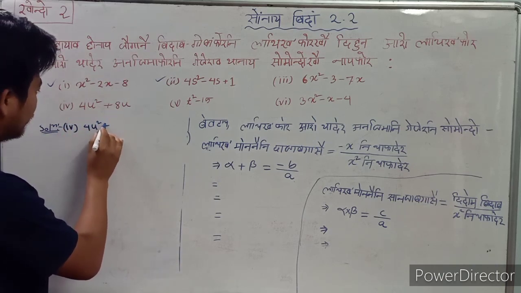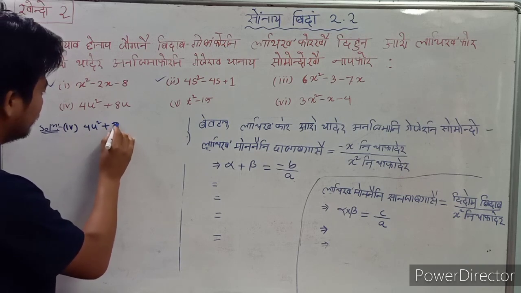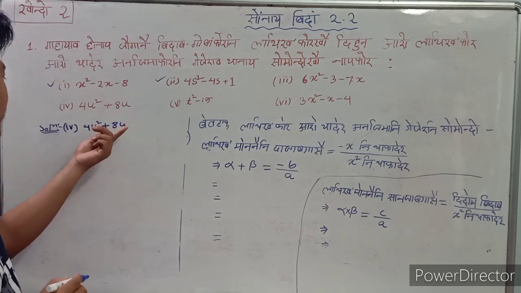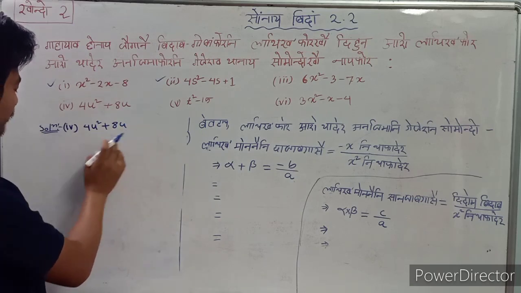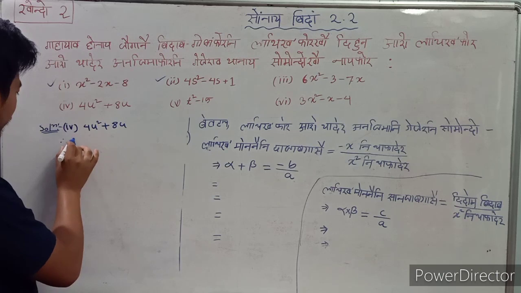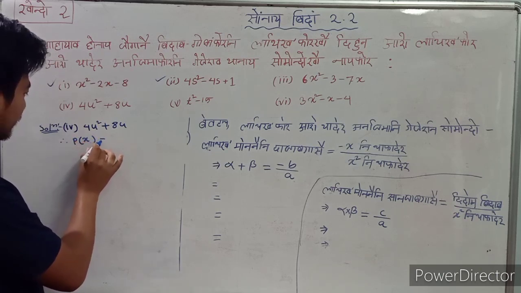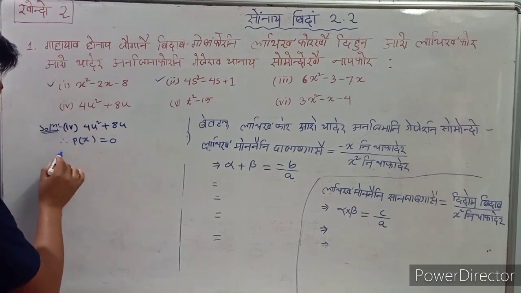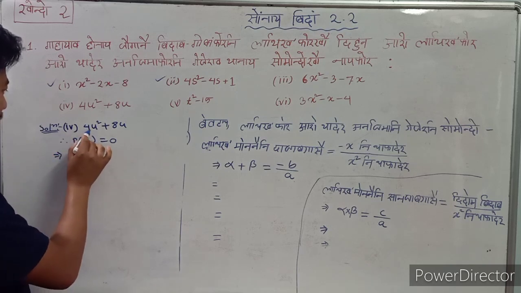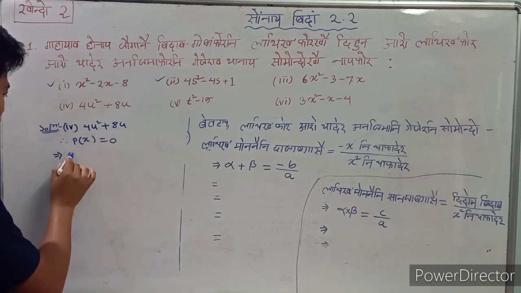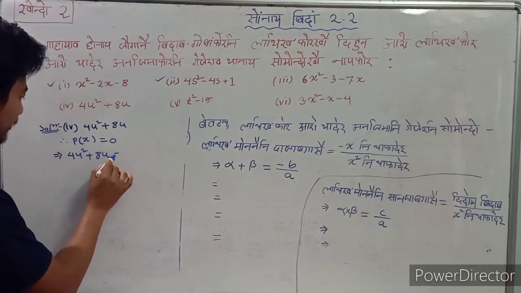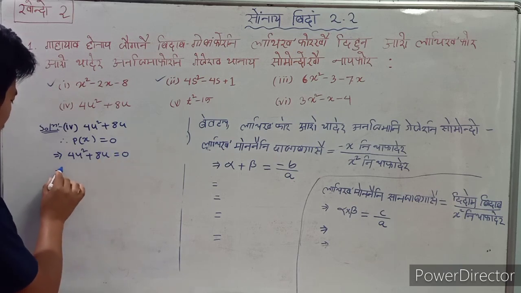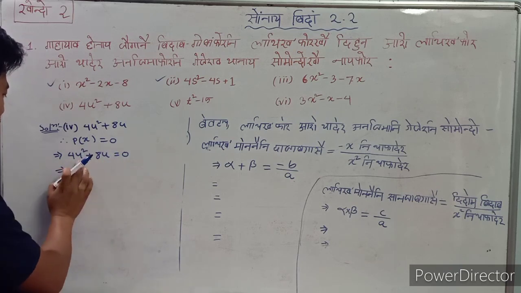Problem of 4u square plus 8u, divided by determinant of gear. So we have px is equal to 0, then the value of px is 4u square plus 8u is equal to 0.